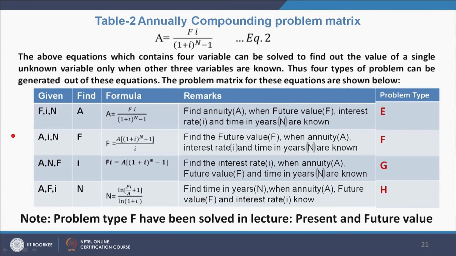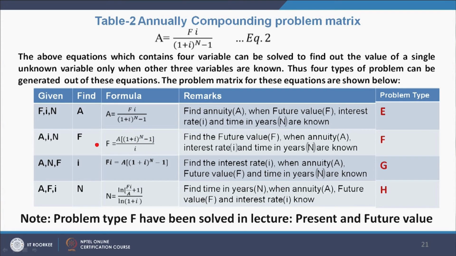So, if you see here, if F, I, n are given, then A has to be found out, and the equation is A is equal to F I divided by (1 plus I) to the power n minus 1. So, here we have to find out the value of A, that is annuity, when future value F, interest rate I, and the time in years n are known. This type of problem we will call problem E. Then given A, I, n, we have to calculate F. So, F is equal to A times (1 plus I) to the power n minus 1, divided by I.